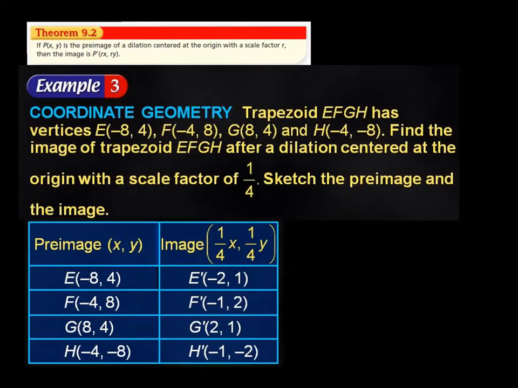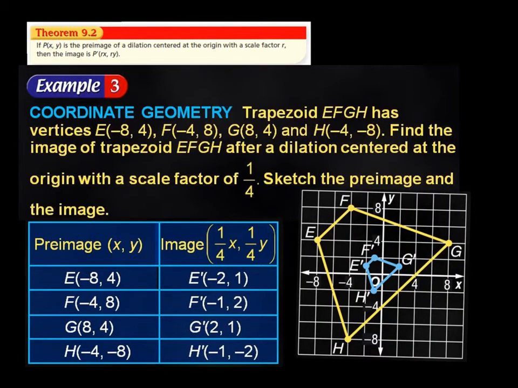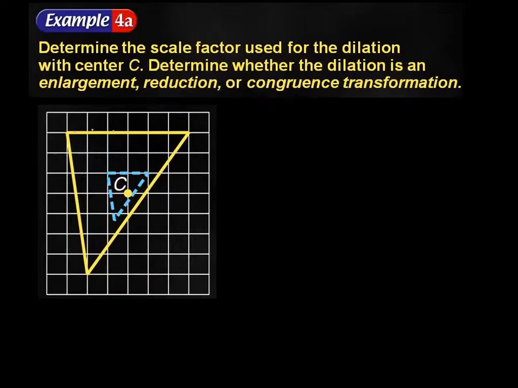Honestly, I would be fine with you just writing down the answers on this one because it's pretty straightforward. All I did was take each coordinate and multiply it by 1/4, which is the same as dividing by 4. And it is so nice doing this in color because it's easy to see. The yellow is the pre-image and the blue is the reduction, our image.